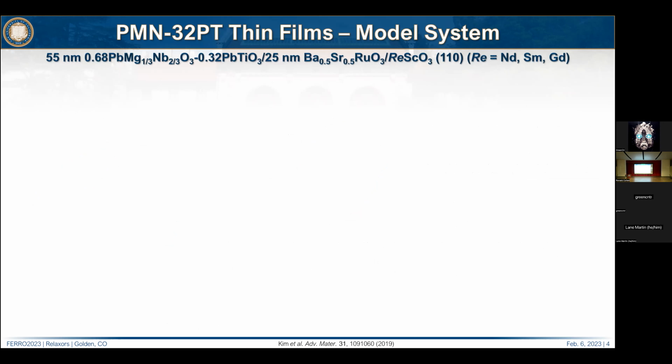Okay, so we started working on PMN-PT, kind of the canonical system. We're working at 32% lead titanate, right near the morphotropic phase boundary in this system. And we're growing these epitaxially using barium strontium ruthenate bottom electrodes, and we're growing them on different scandate substrates. These things give us relatively small lattice mismatches with these relatively large lattice parameter materials. And we really were driven to see, one, could you make nice films of these things, and how would the properties differ from what we've seen in the bulk? And ultimately, can you do stuff like what Brahim is talking about with them?